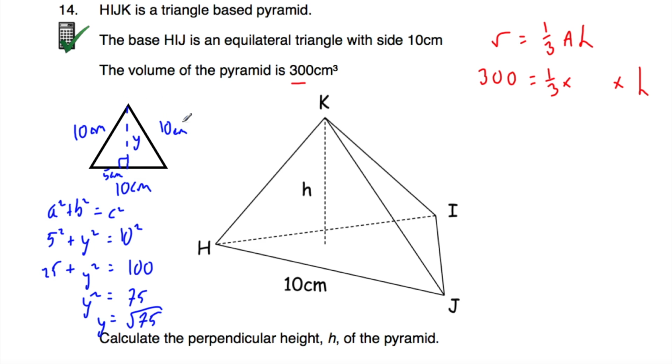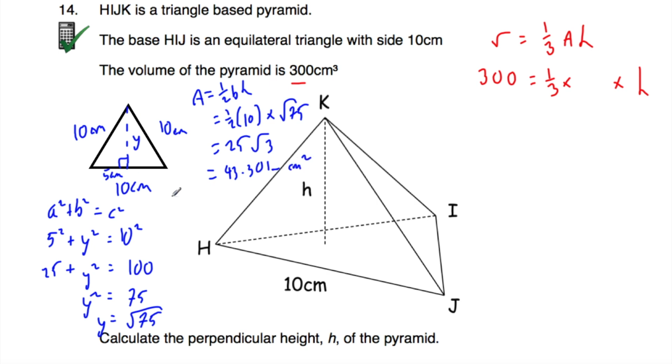So now we can find the area of this triangle, because the area will be equal to half the base times the height. The base of the triangle is 10, so that's a half of 10 times the height of the triangle, which is y, which is root 75. And then if we work this out, that'll be the area of the triangle. So half of 10, that's 5, times the square root of 75 is equal to 25 root 3, or as a decimal number, 43.301 and so on centimeters squared.